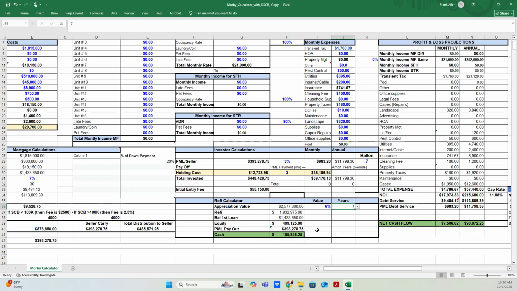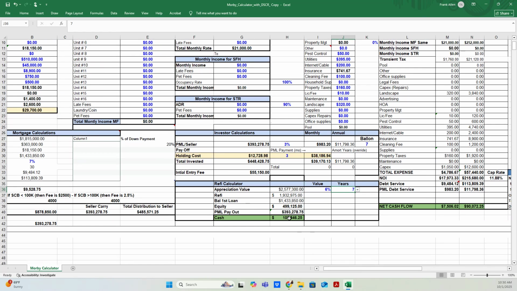I stayed at seven so that when he refinances, he'll have 490,000 in equity, 499,000. His private money lender payout is 393. He is paying 3% interest only, so he'll still owe 393 in 7 years. When he refinances, he'll have $105,000 cash to close. He'll have cash at closing if he takes that money out.